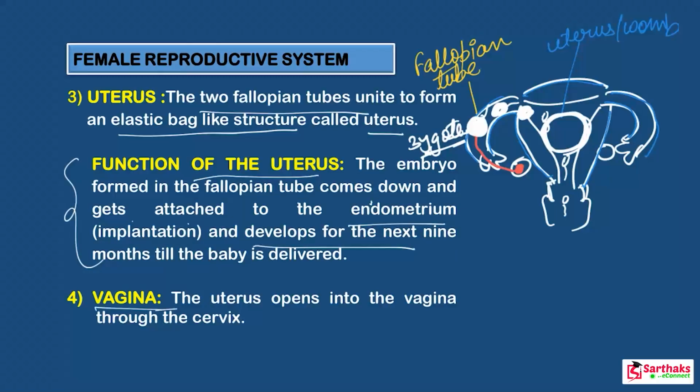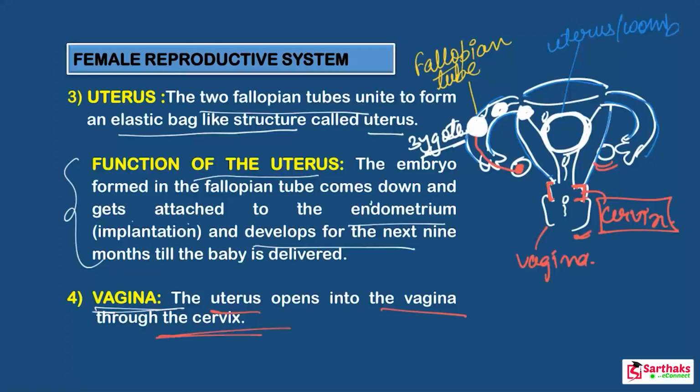First of all, let me explain the vagina. The uterus is connected through a narrow opening called the cervix. Here there is a narrow opening, and this opening is known as the cervix. The uterus is connected to the vagina via this narrow opening, and this structure is known as the vagina. Clear? The uterus opens into the vagina through the cervix.